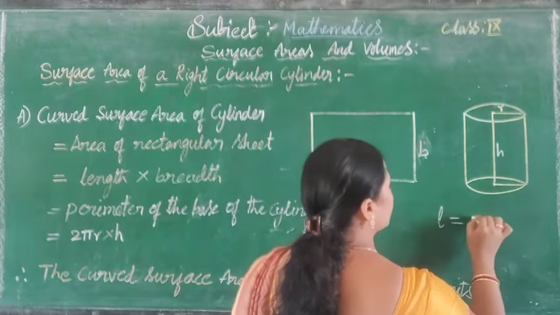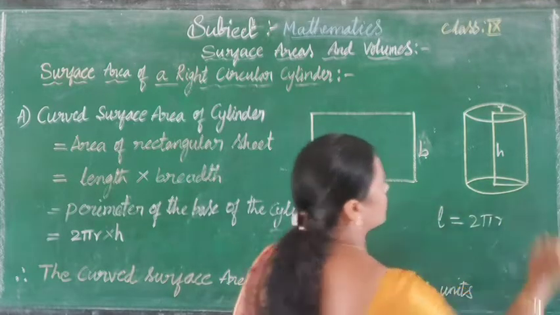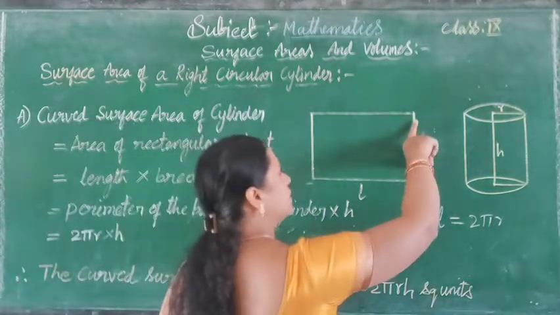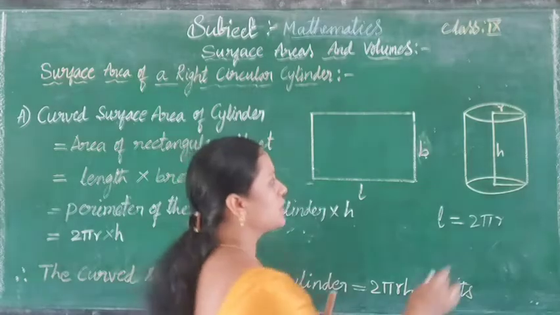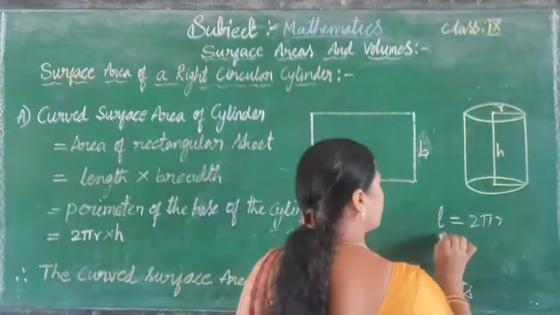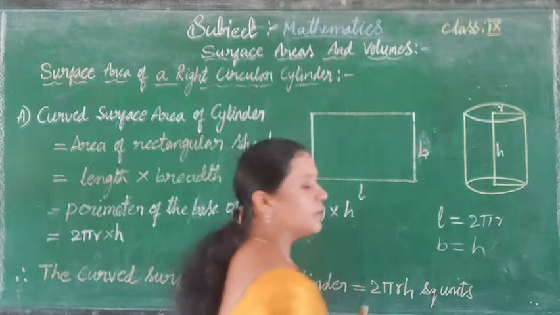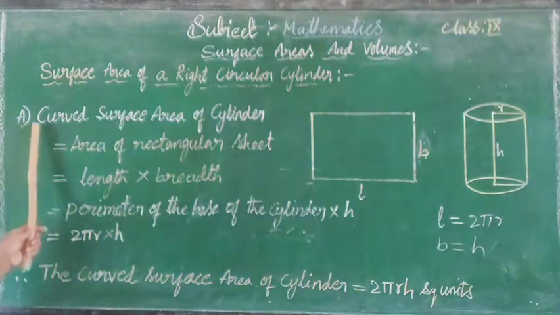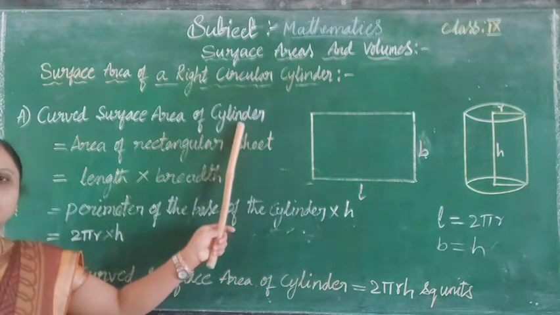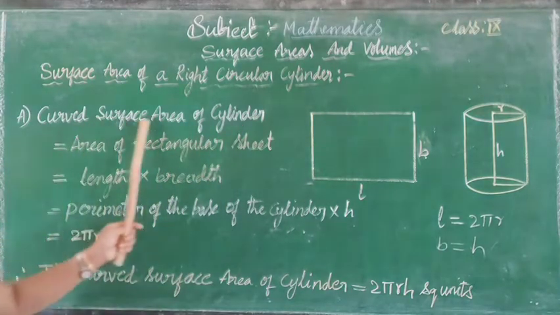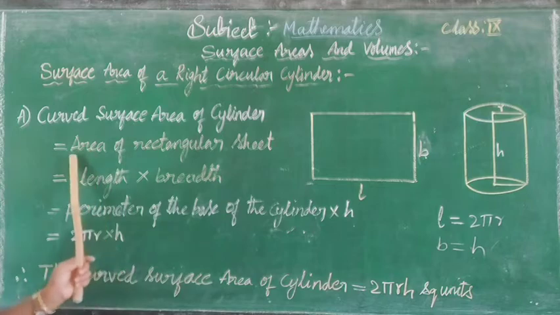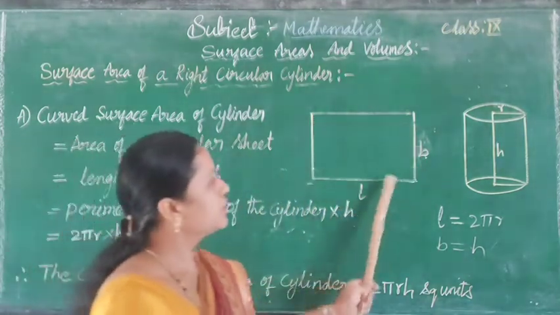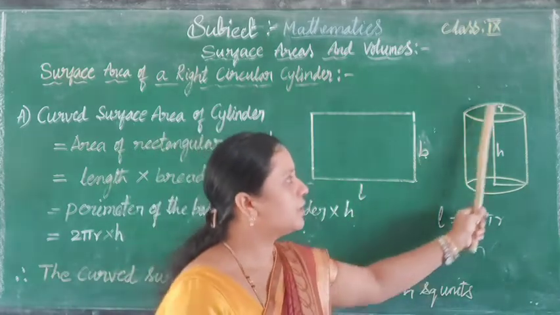What is the perimeter of the circle? The perimeter of the circle will be 2 pi r, and the breadth of the rectangular sheet becomes the height of the cylinder. So this B is nothing but H. So I want to find first the curved surface area of a cylinder. The curved surface area of a cylinder is equal to the area of the rectangular sheet.